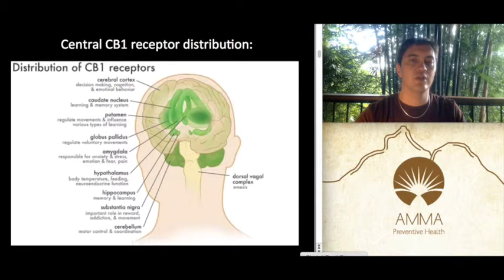Another diagram of CB1 receptor distribution. So as you can see, there are a lot of cannabinoid 1 receptors throughout the central nervous system.